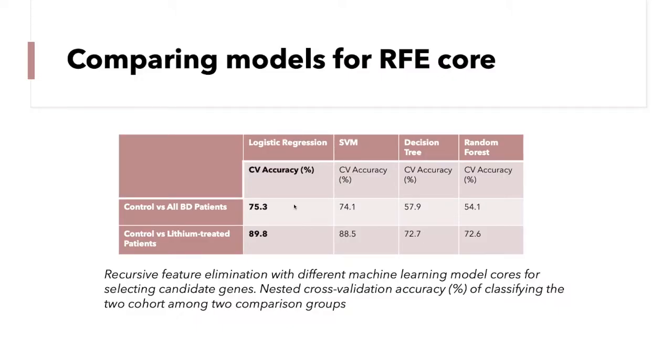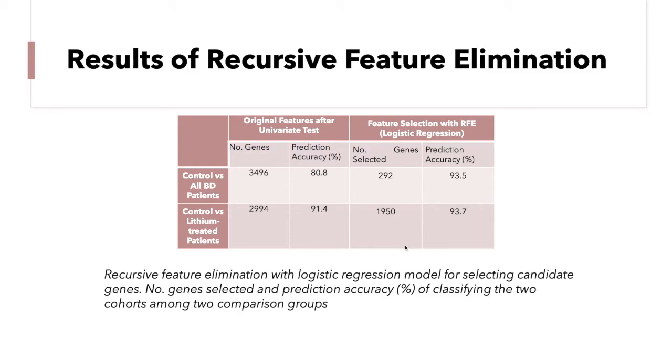Next, we have chosen the 2 comparison groups that still need further feature selection for recursive feature elimination. Nested cross-validation was used to compare the different models used as the RFE core, and logistic regression has shown to have the optimum performance. By applying RFE with logistic regression, we have obtained 292 genes for healthy control versus all bipolar disorder patients, and 1,950 genes for healthy control versus lithium-treated patients, with test prediction accuracy of 93.5% and 93.7% respectively.